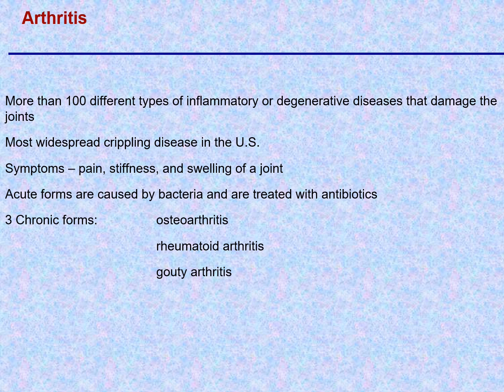arthritic pain and inflammatory disease is typically caused by bacteria, not very common, treated with antibiotics. But the 3, and this is an acute form of arthritis, is not common. It's fairly rare that you get a bacterial infection in a joint. But there are 3 chronic types of arthritic disease found in joints, quite common.